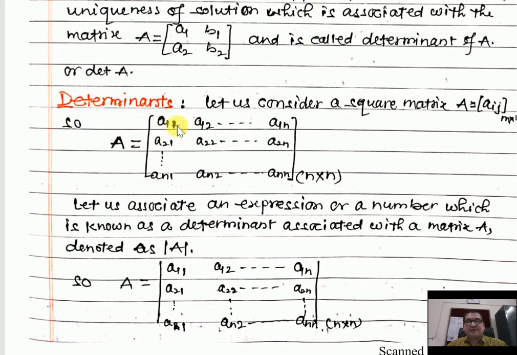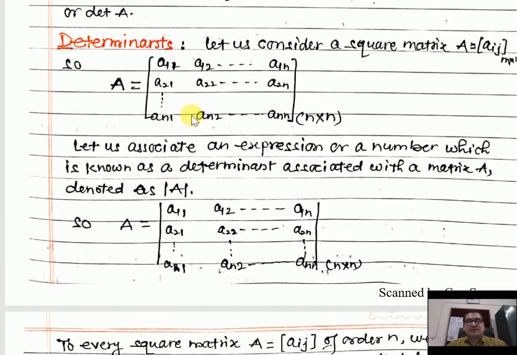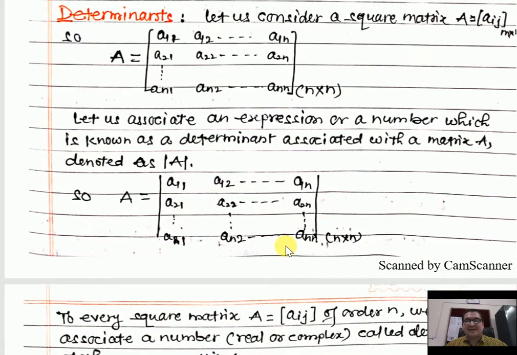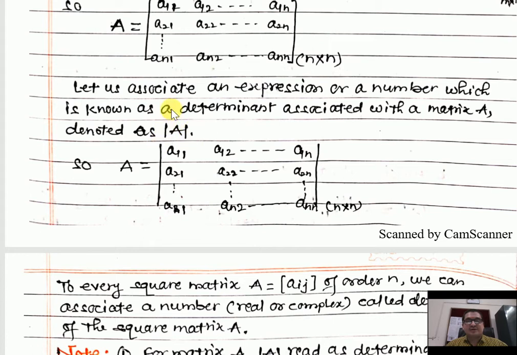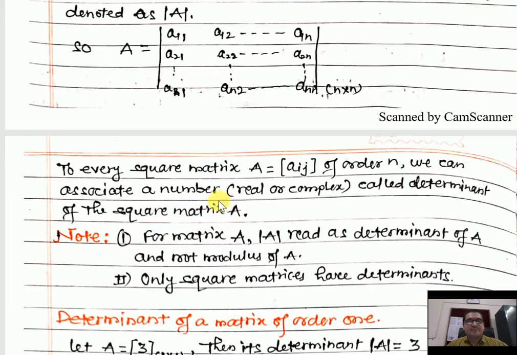This is the matrix with entries a11, a12, up to a1n, a21, a22, up to a2n. The same matrix you can write in the form of a determinant. If you are writing the determinant of this matrix A, the matrix brackets will be changed to mod signs, and all elements will be the same. So you write it like this, mod of A. We read it as the determinant of A, and we do not use the word mod of A.